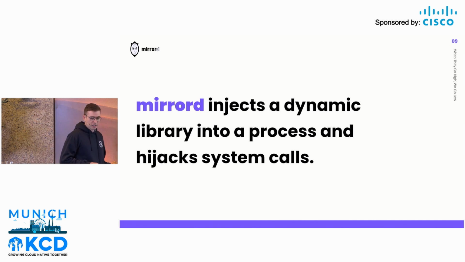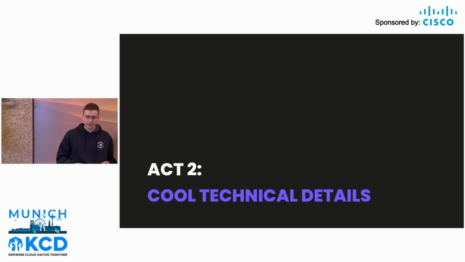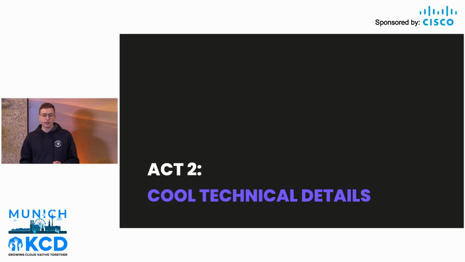So this leads us to the next part, the cool technical details. And here we'll take a look at the key steps MirrorD takes in order to hijack an application's calls and make them magically succeed even when trying to access resources that don't exist on the local system, but do exist inside the Kubernetes cluster the developer is working with.